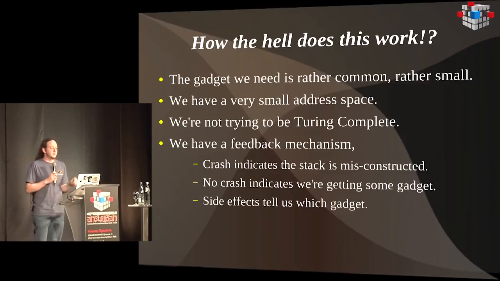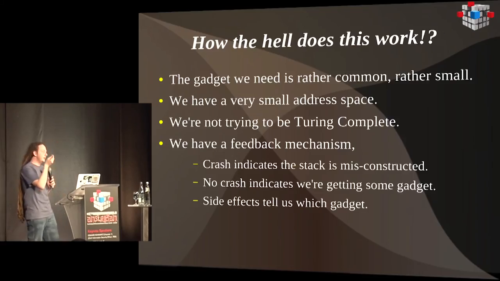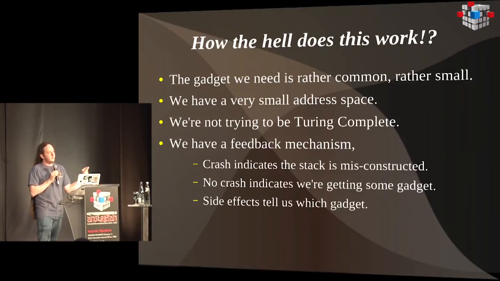It also works because we have a very small address space. With only 64K of memory and the minority of that being used for code, the program that we're searching for gadgets is very small. We also have this feedback mechanism in that we can either crash or not crash, and that leaks one bit of information out of the chip. In this case, it lets us know whether the thing that we've jumped to has a return statement or not.